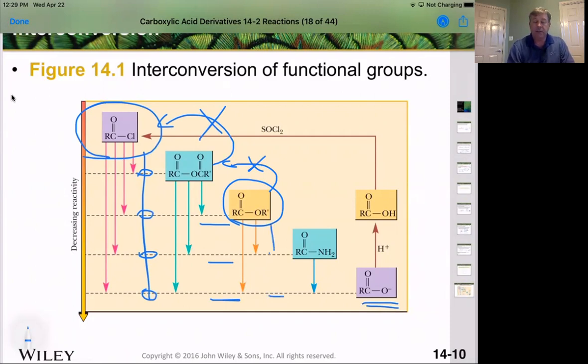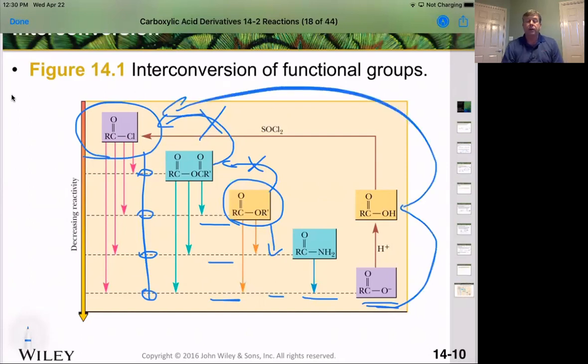The ester can be used to convert it to the amide, but the amide has to be hydrolyzed down with base to create the carboxylic acid anion before it can do anything else. And then once you protonate it, we can then convert it back to the acid chloride. So the idea is the more reactive species can always make less reactive species. Once you get down to the amide, you'd have to hydrolyze it with base to get it back to the carboxylate ion before you can do anything else with it. And that concludes our first section of interconversions.